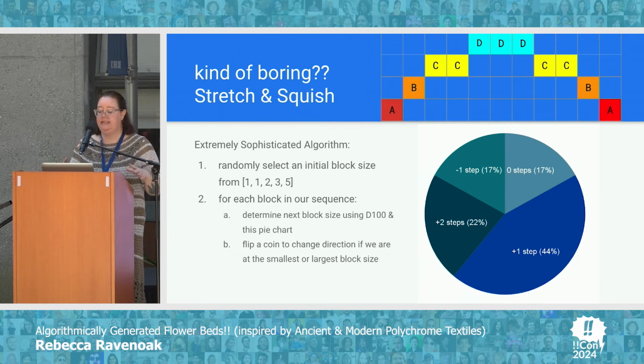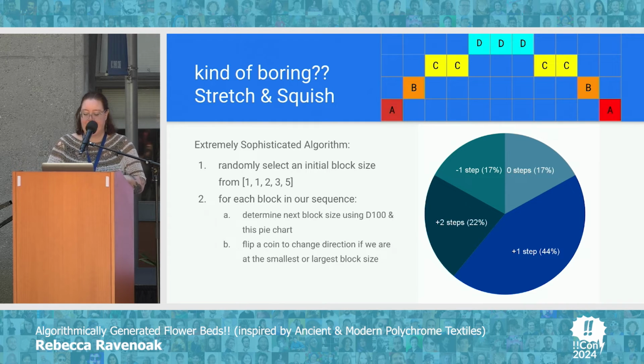So for every letter in the sequence, we want to determine how many repeats it has based on the probabilities specified in the pie chart. These are completely arbitrary. I just fiddled with the numbers until it looked good to me. And the last piece of magic in this algorithm is if we are at the largest or smallest block size possible, we're going to flip a coin to determine if we want the block sizes to turn around and start increasing or start decreasing. So what happens if we go off the end of an array of our block sizes?